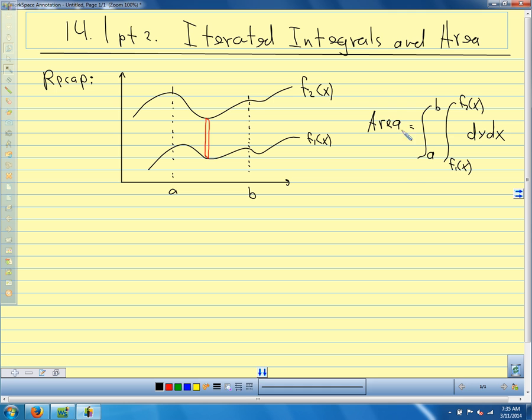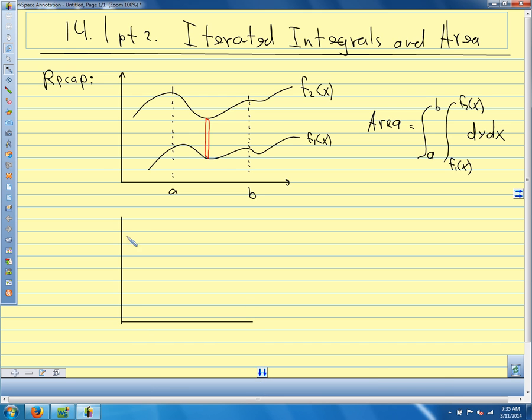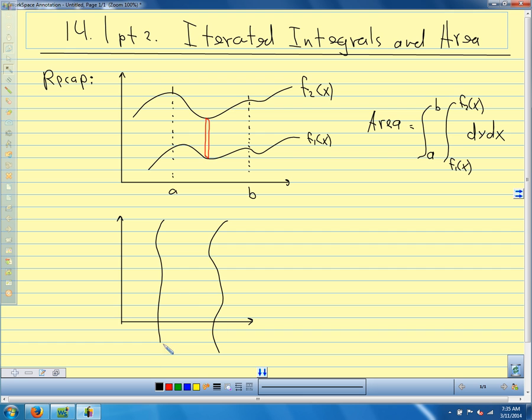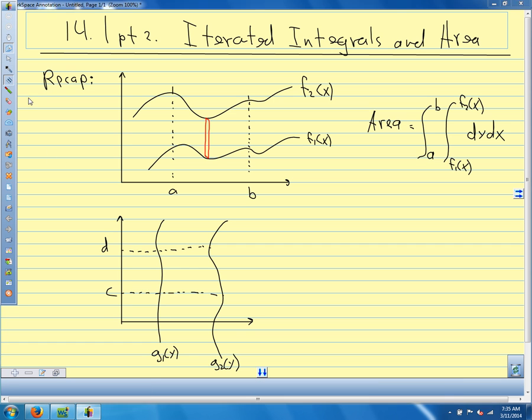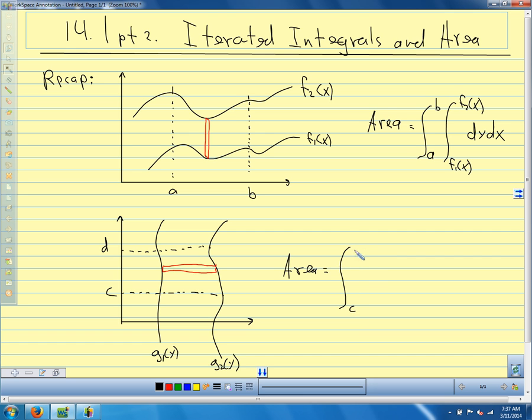And if our region was bounded on the left and right, and the boundaries of the region were functions of y, we just switch the order of integration and set up our iterated integral in the opposite order. For this one, we set our rectangles horizontal, and we sum the area of those little rectangles. Find the area of one rectangle, and then we sum the rectangles through the region. For that one, we said the area was the integral from c to d, integral from g1 of y to g2 of y, dx dy.